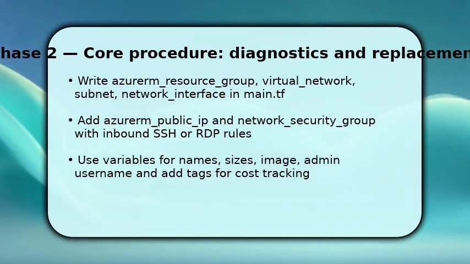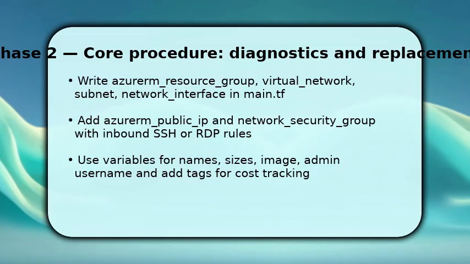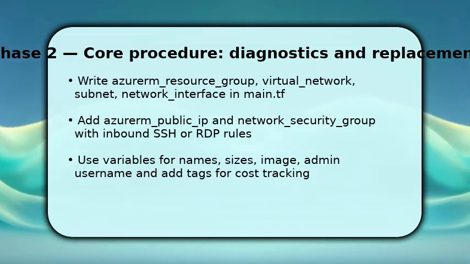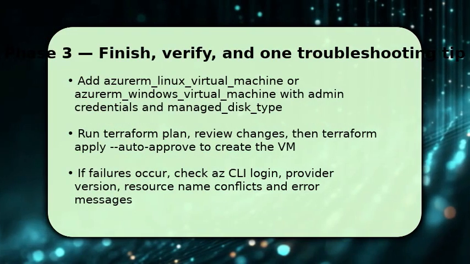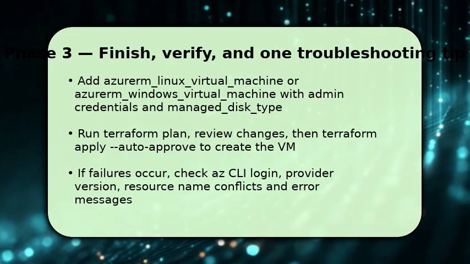Use variables for VM size and image to keep the configuration reusable, and assign tags for environment and cost center. This makes it scale. Finish by declaring the Azure virtual machine resource with disk and identity settings. Reference the NIC and public IP you created earlier.